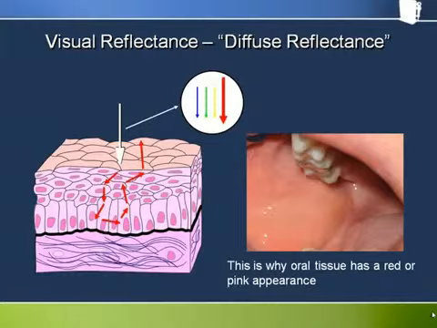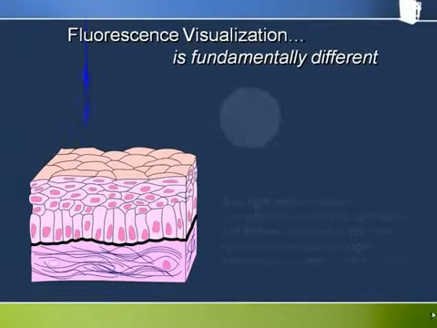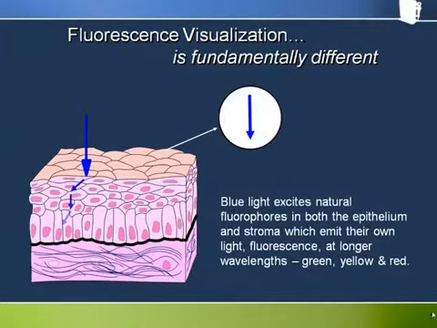Notice that no new photons are generated in the tissue. What comes back to our eye is a subset of what illuminated the tissue in the first place. Fluorescence visualization really is fundamentally different.